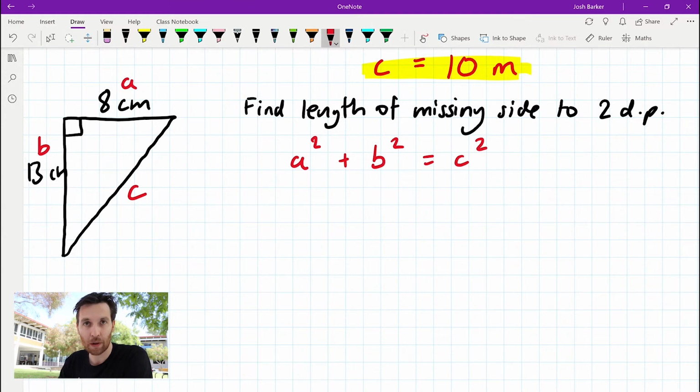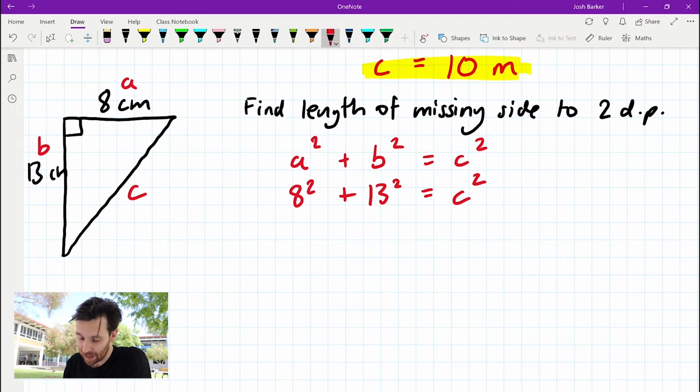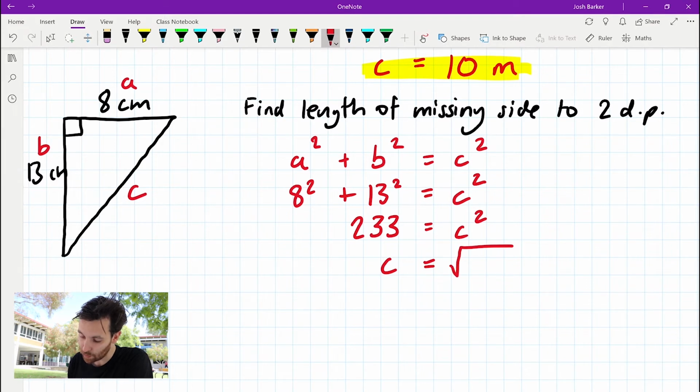Now I'll substitute in what I know from the diagram. So side length A is 8, so 8 squared, plus B squared, so 13 squared, is going to give us the length of the hypotenuse squared, which we don't know just yet. Okay, so the squares of 13 and 8, we add them together, that will give us 233. And that's equal to the hypotenuse squared. Then I'm going to swap it around, but write C is equal to the square root of 233. Again, it's what number multiplied by itself will give us 233.